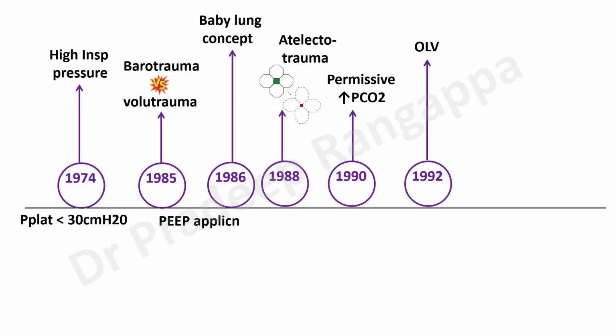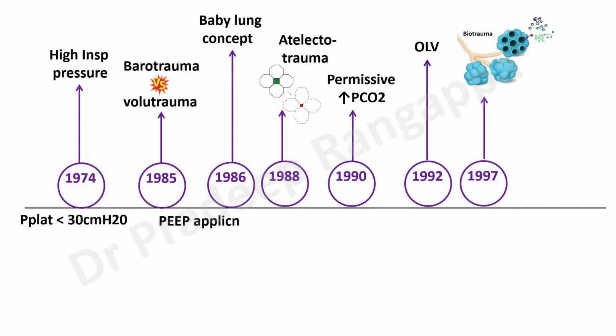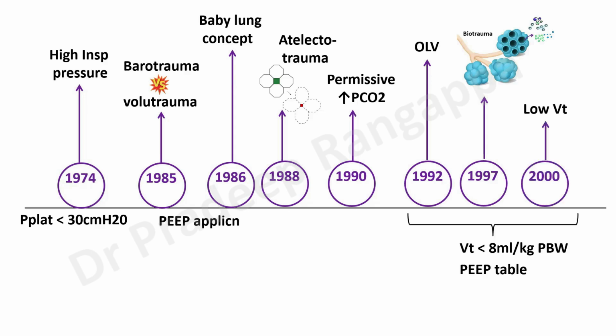In 1992, we came out with the concept of open lung ventilation, where we incorporated low tidal volume with a high peak to have an adequate recruitability of the lung and ventilation of the lung. In 1997, the concept of biotrauma came, where the inherent damage to the lung due to the whole inflammatory process, exudates, and the inflammatory mediators causing disruption of the alveolar architecture is called biotrauma.